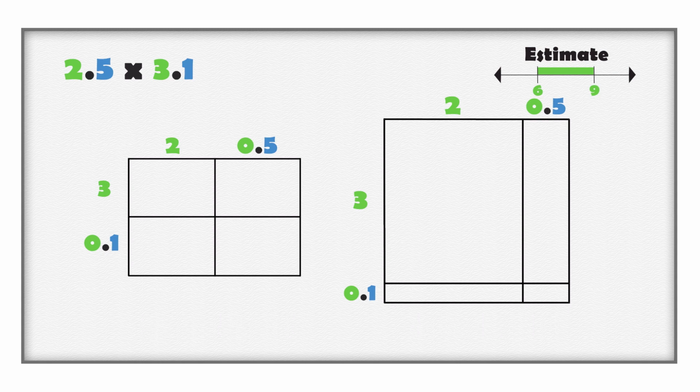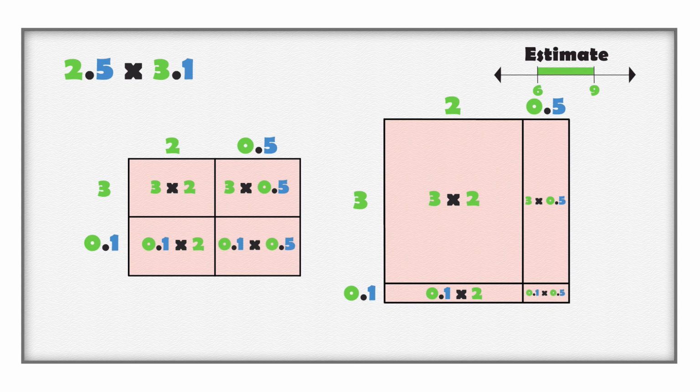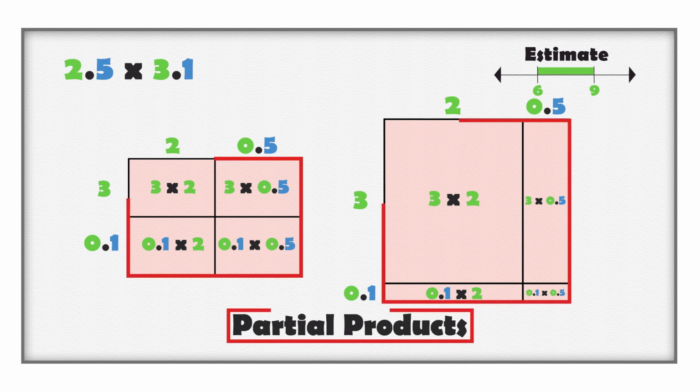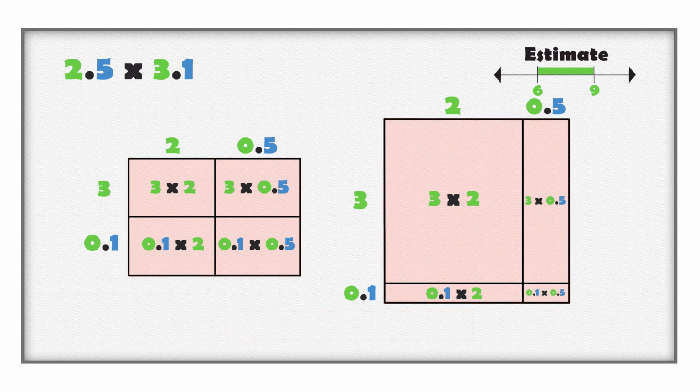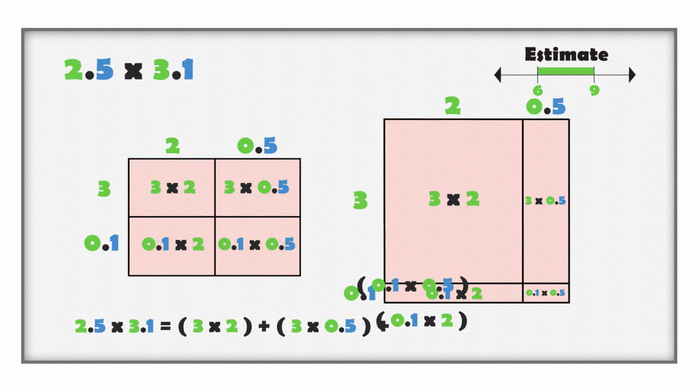Multiply the value of each digit in one number with each digit in the other number. Multiply 3 with 2 and with 5/10. Multiply 1/10 with 2 and with 5/10. These values are called partial products. Add together the partial products to get the total product, or area.